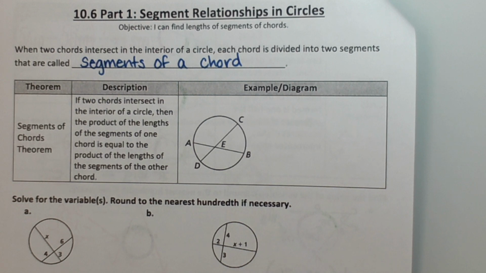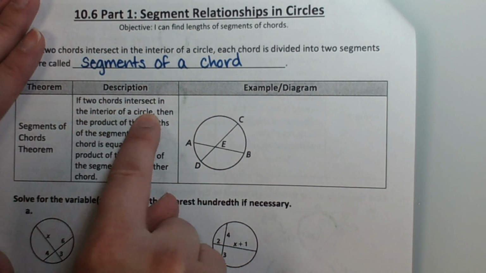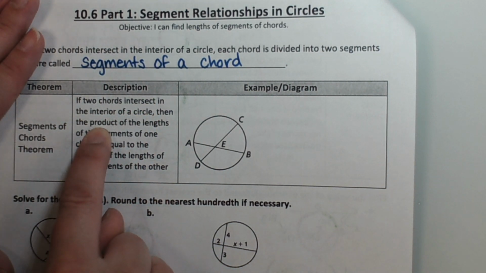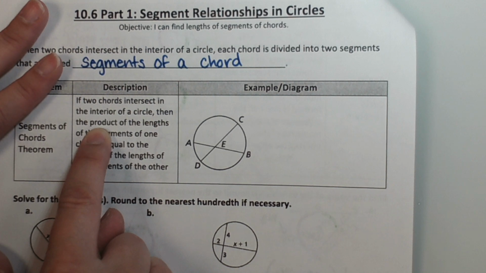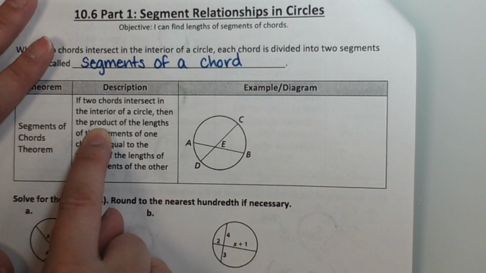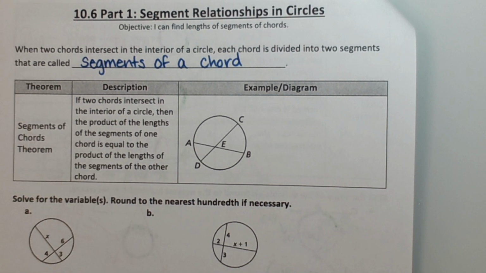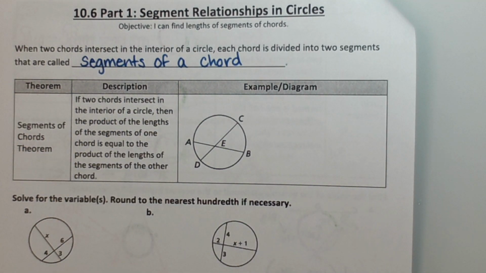When you have segments of a chord, there is a relationship between the small parts of those chords. And it is that when we have these chords intersecting, the product, what is product? Operation. Add, subtract, multiply, or divide. I'm asking about product. Don't tell me product is sum. It's multiplication. So the multiplication of the lengths of those segments of the same chord is going to be equal to the product, the multiplication, of the lengths of the other chord.